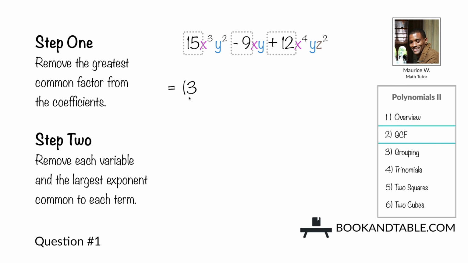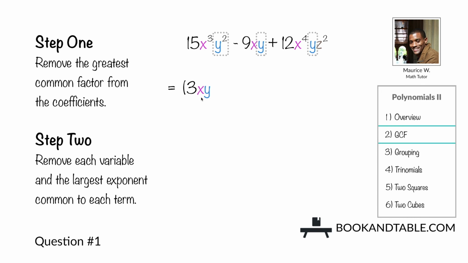Step 2, remove each variable and the largest exponent common to each term. So we have x to the third, x, and x to the fourth. X is common in all three, so that is part of our greatest common factor.